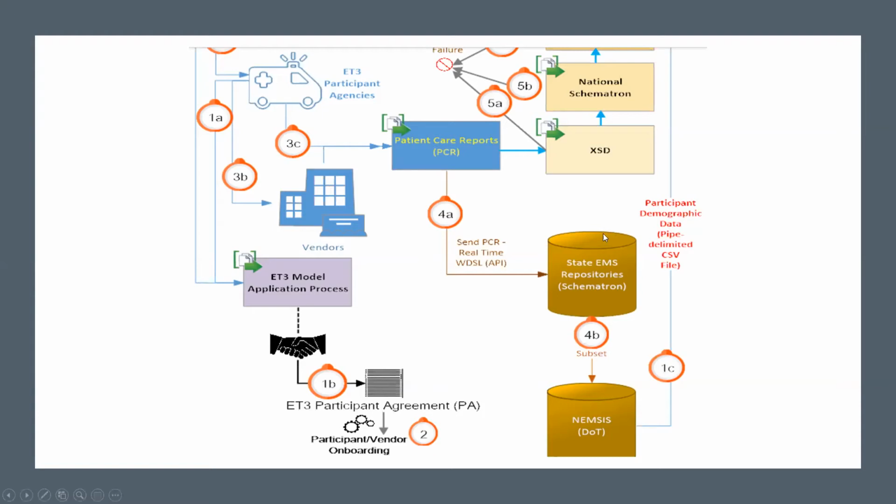I also wanted to make sure that we had on the screen here the things that are normally taking place if ET3 wasn't around, such as PCR data that's flowing to the states. So that's going to continue, and as Josh mentioned, there is a schematron that is still going to be used to validate that data. And a subset of that data will then flow down to the NEMSIS national database. So those flows are still going to take place. And in addition to that, we'll be looking at doing the ET3 submission.